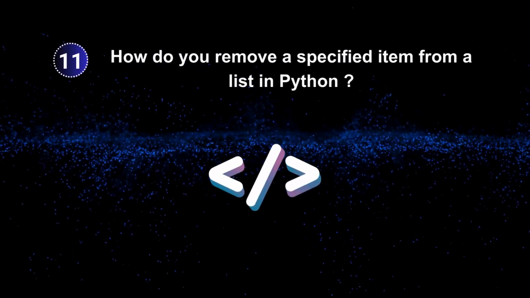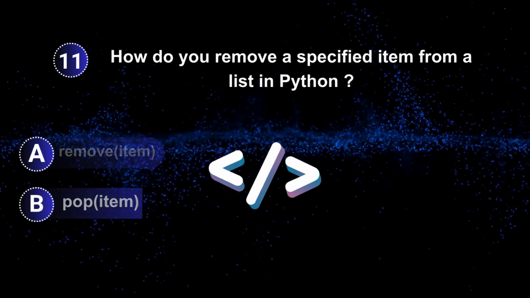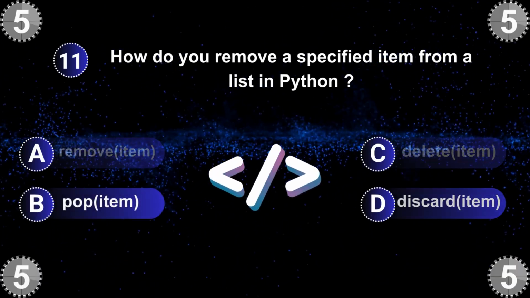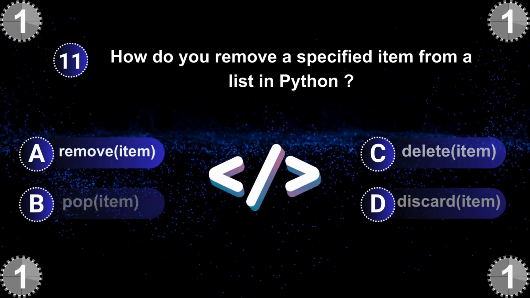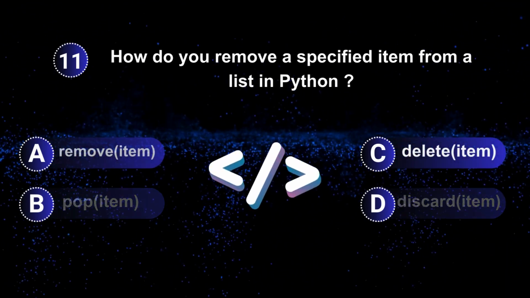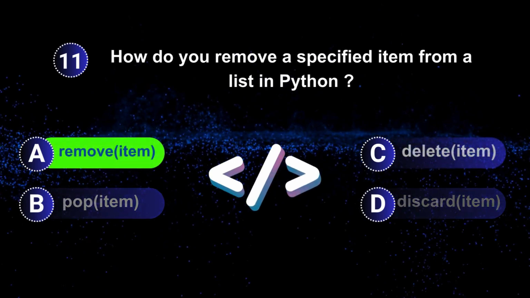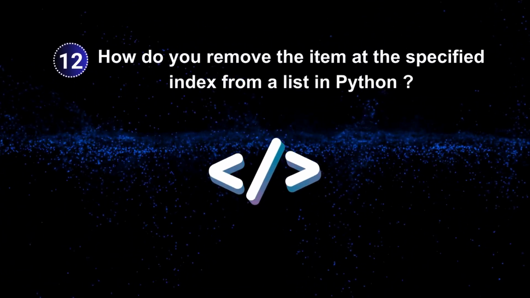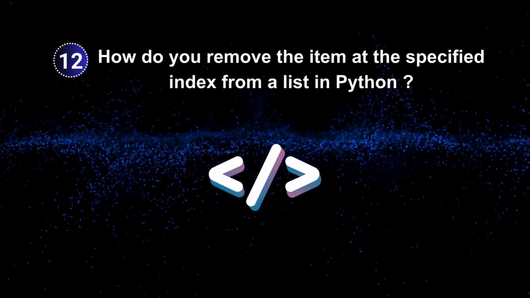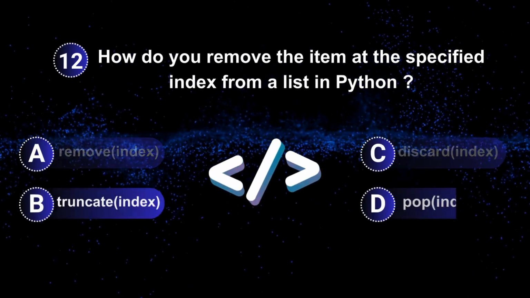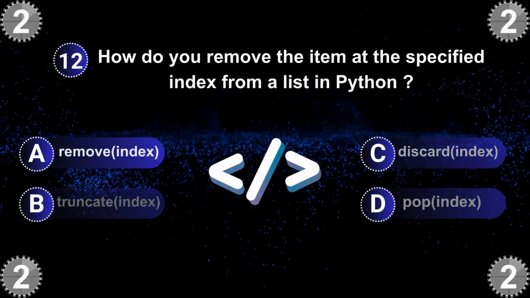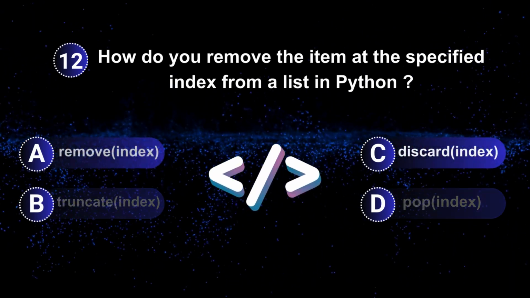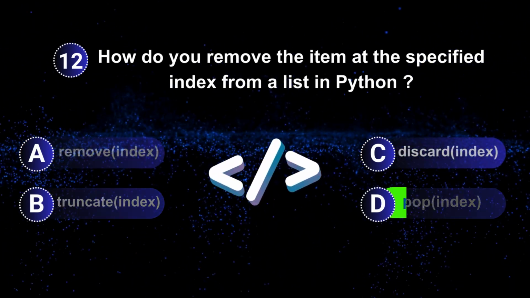11th question, how do you remove a specified item from a list in Python? Answer is option A. 12th question, how do you remove the item at the specified index from a list in Python? Answer is option D.